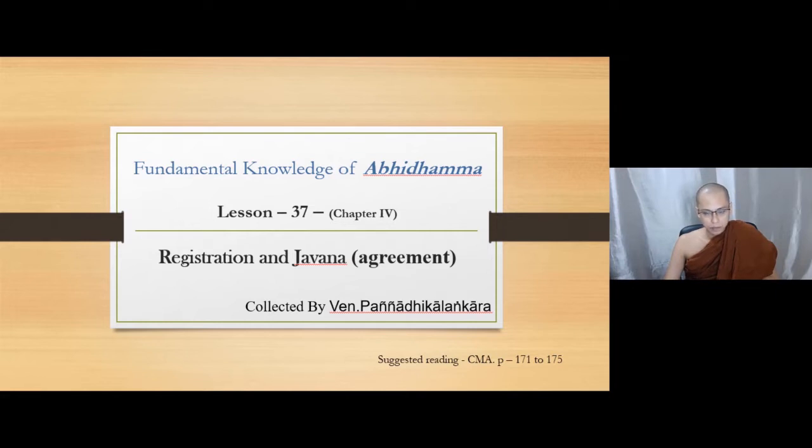Then, in this lesson, before we study about the agreement of registration and Javana, we need to review about the Bhavanga. And also, as the last part of this lesson, we will study about the adventitious Bhavanga, which is not the root Bhavanga or not original Bhavanga. So in this lesson about the Bhavanga, registration, and the agreement, we will talk about the 3 aspects.